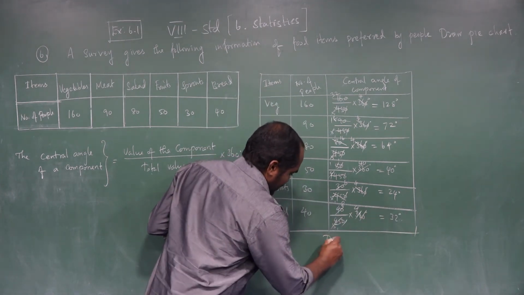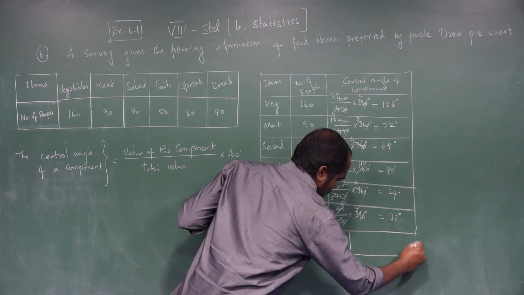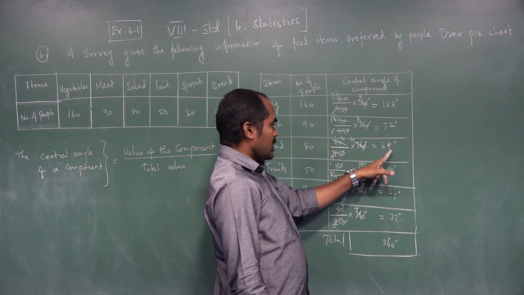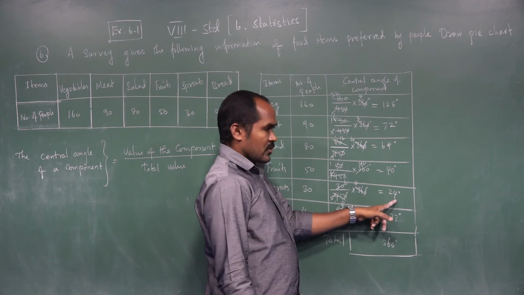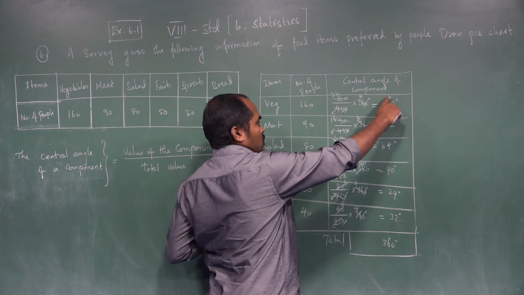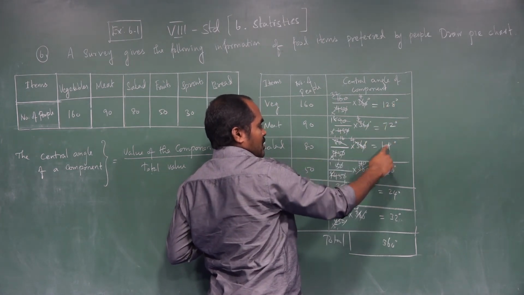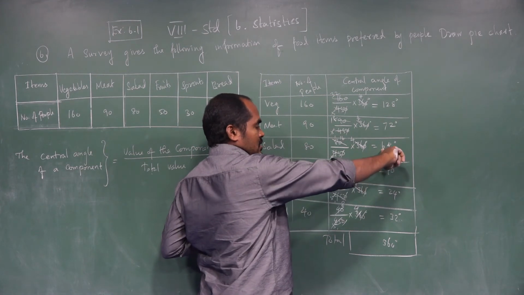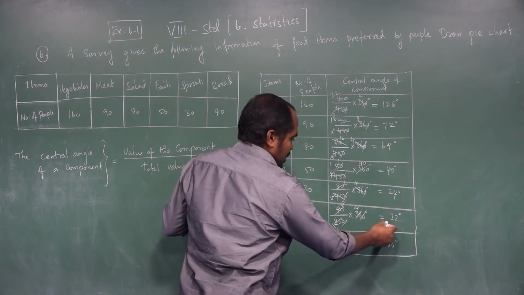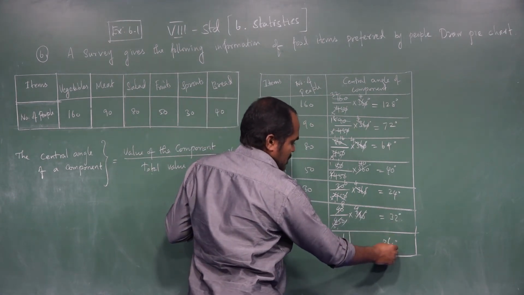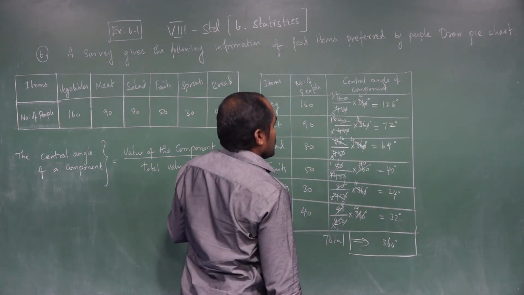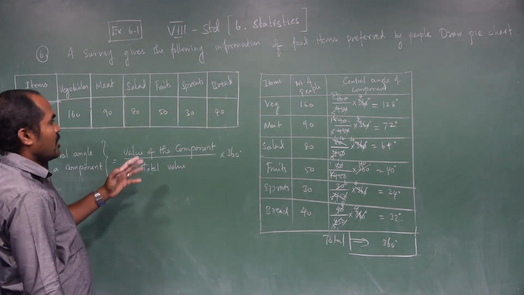So totally 360 degree. Listen, 8 plus 2 is 10. 10 plus 4 is 14. 14 plus 4 is 18. 18 plus 2 is 20. 0. Remaining is 2. 2 plus 2 is 4. 4 plus 7 is 11. 11 plus 6 is 17. 17 plus 4 is 21. 21 plus 2 is 23. 23 plus 3 is 26. 6. Remaining 2. 2 plus 1 is 3. Totally 360 degree.